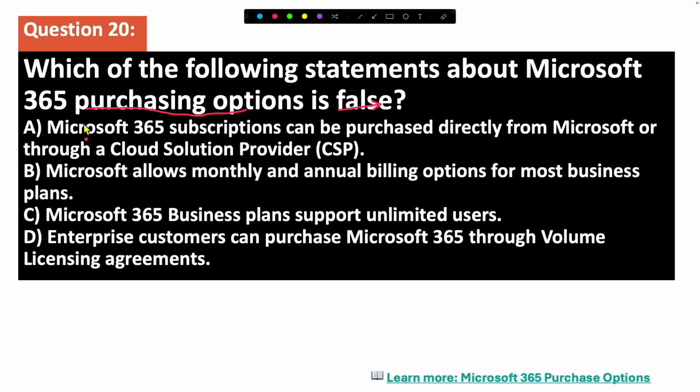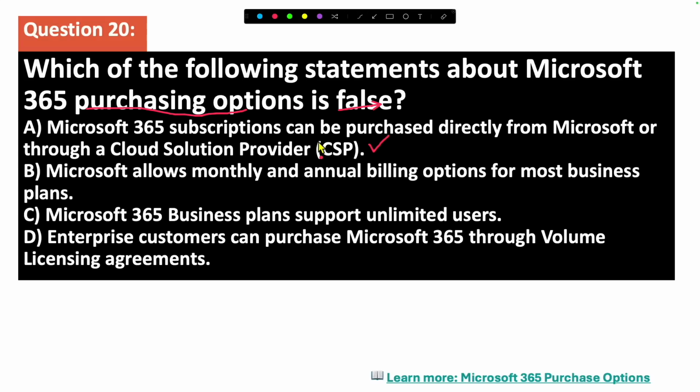First one is Microsoft 365 subscription can be purchased directly from Microsoft or through a cloud solution provider. That is correct. I have shown you an example where, just now, along with trialing it, there is an option to buy that service as well. So you can buy directly from Microsoft. You don't have to go through any channel. But if you do want to go through a channel, there is an option called Cloud Solutions Provider. I haven't talked about it in the previous question.